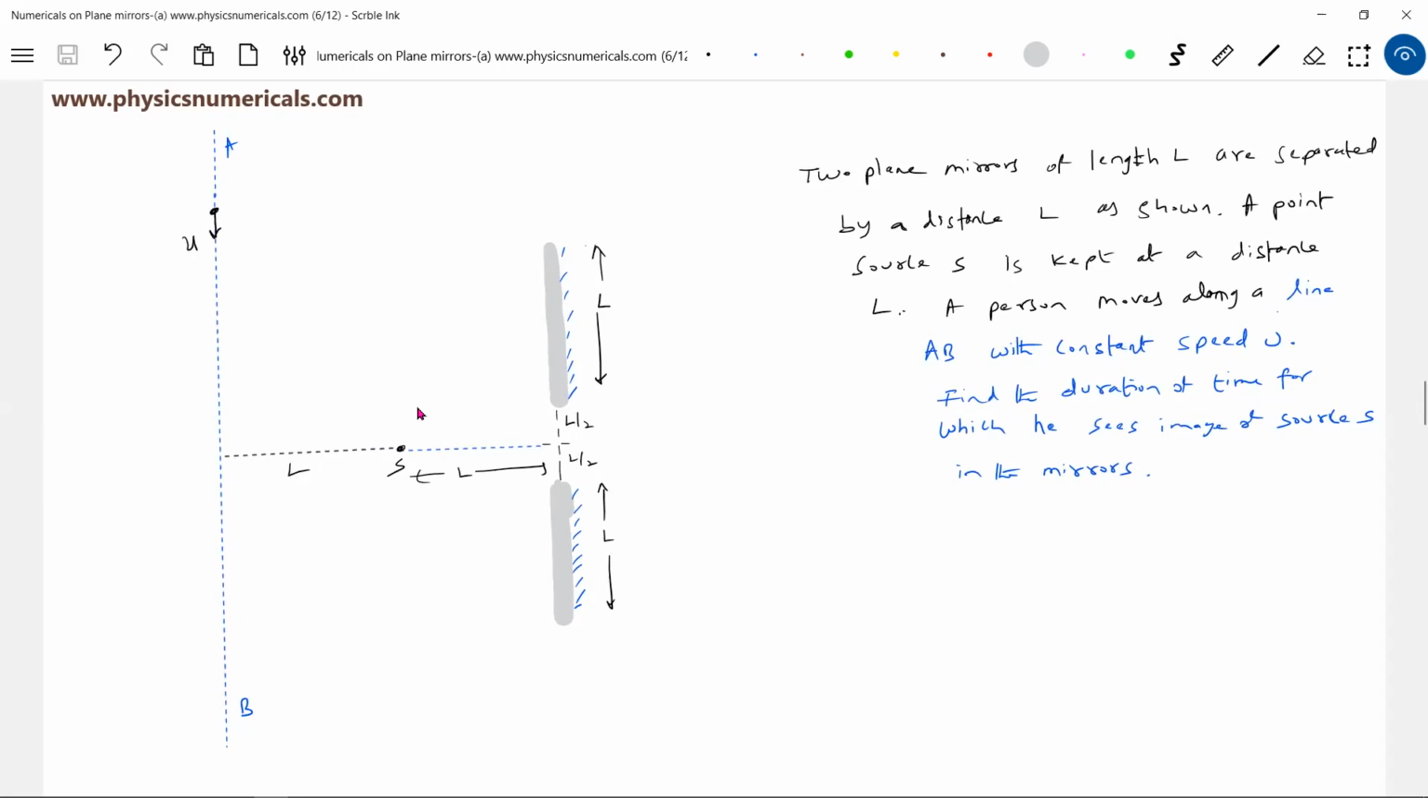Again, the idea is the same, no? Like we already had a discussion. So what we do is find where the image will be formed. First, we'll get the location of the image. Object distance should be equal to image distance. So this is the position of the image.